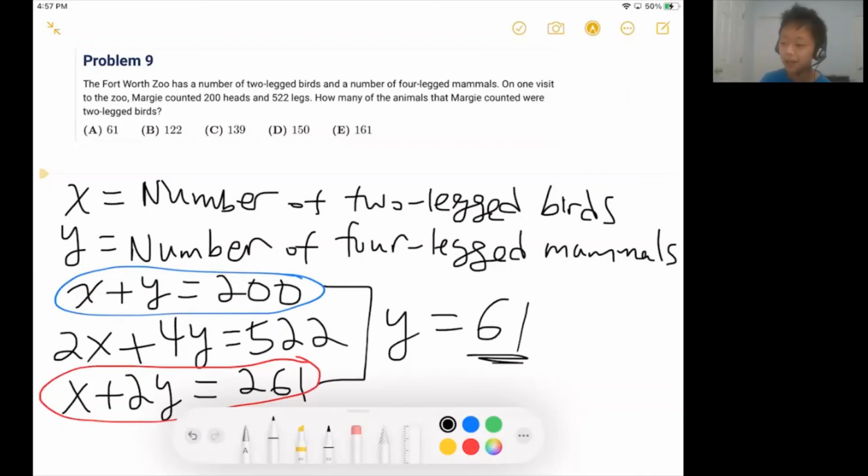So if y is 61, then it's fortunately pretty easy to find the value of x, since x plus y is 200, right? And y is 61, so I can replace this with 61. Then x is just going to equal 200 minus 61, which is 139. And that would be choice C.